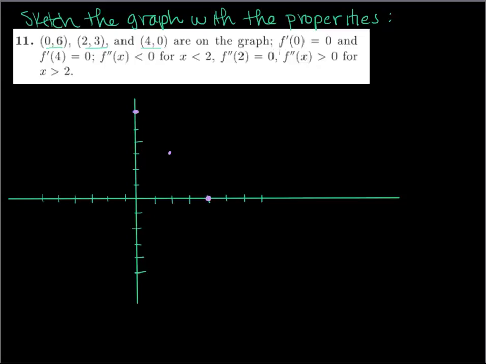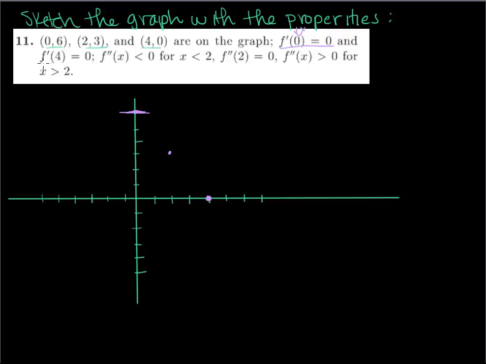What else do I know? I know that the derivative of the function at 0 is 0. So what do I know at 0? I know I have a horizontal tangent here, right? That's what that's saying. So I'm drawing a tangent line. This is not going to be my actual graph, but I know I have a horizontal tangent line because this is saying when x is 0, the slope of my tangent line is 0.